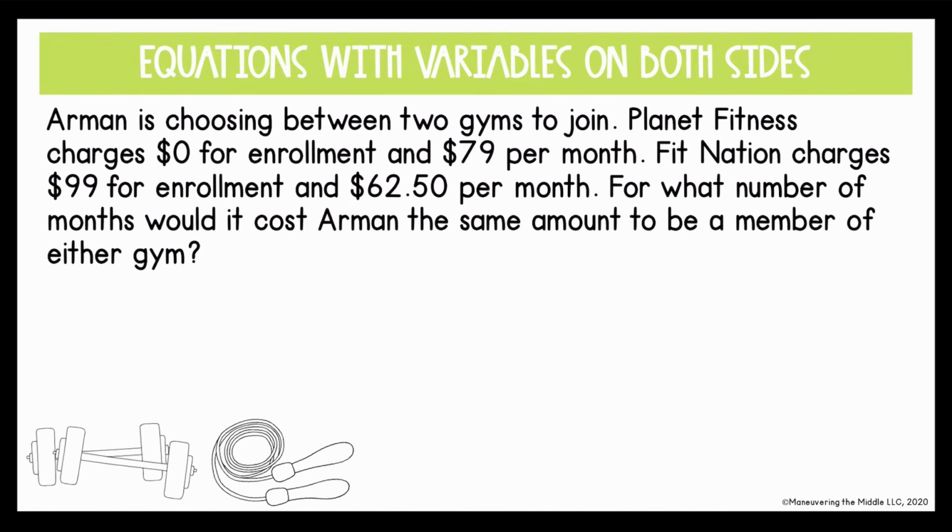Now we have one more example to apply equations with variables on both sides to a real-world situation. So it says that Armin is choosing between 2 gyms to join. Planet Fitness charges $0 for enrollment and $79 per month. Fit Nation charges $99 for enrollment and $62.50 per month. For what number of months would it cost Armin the same amount to be a member at either gym?